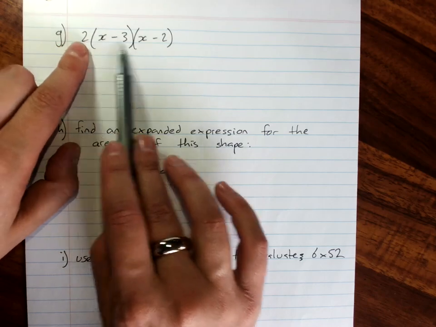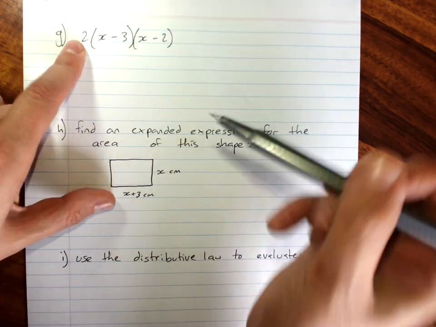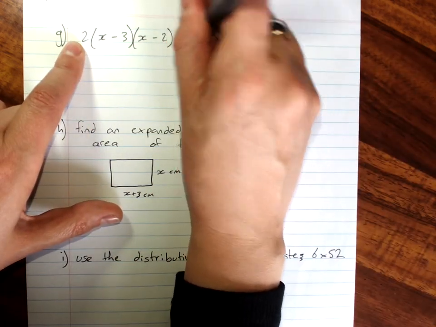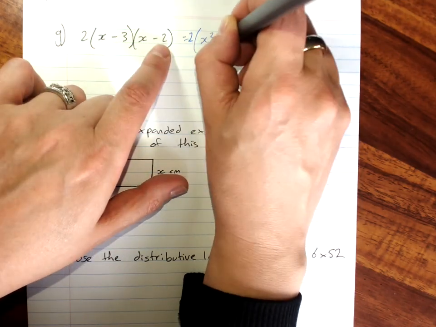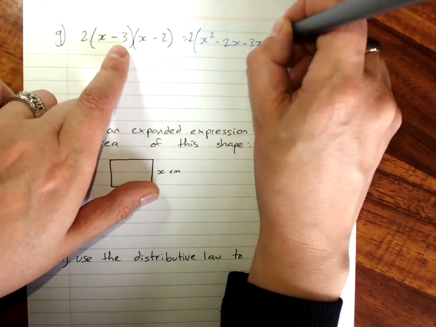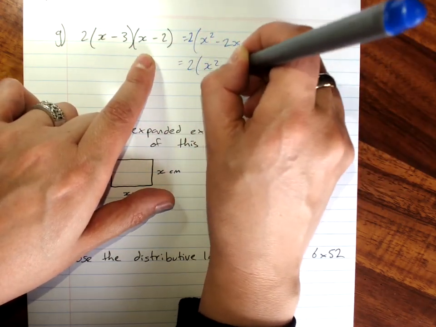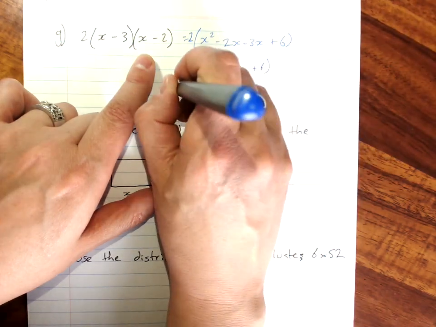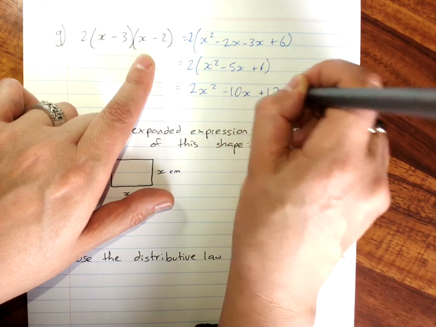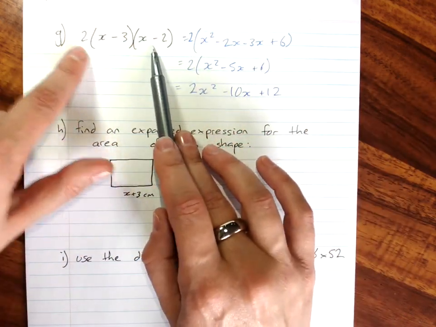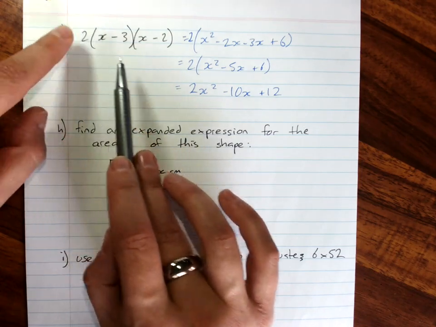A number outside of two brackets. Deal with the brackets, the binomial expansion, first. So what I'll get is 2 outside of x squared minus 2x minus 3x plus 6. That's 2 outside of x squared minus 5x plus 6, which is 2x squared minus 10x plus 12. So expand the brackets, then deal with the product of whatever the term is out the front.